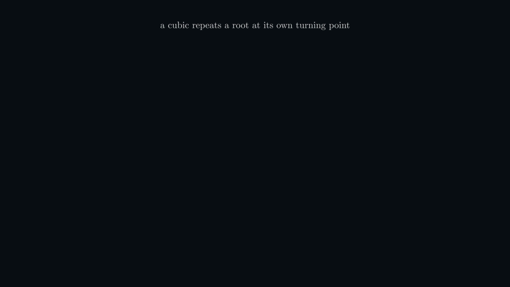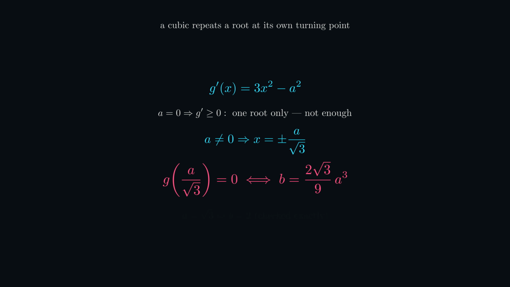The second case is where calculus enters. We need the cubic g to have a repeated root, and a cubic has a repeated root exactly when it touches 0 at one of its own turning points. So differentiate: 3x squared minus a squared. If a is 0, this is never negative. G is increasing everywhere and has a single root, not enough. So a is not 0, and the turning points sit at plus and minus a over root 3.